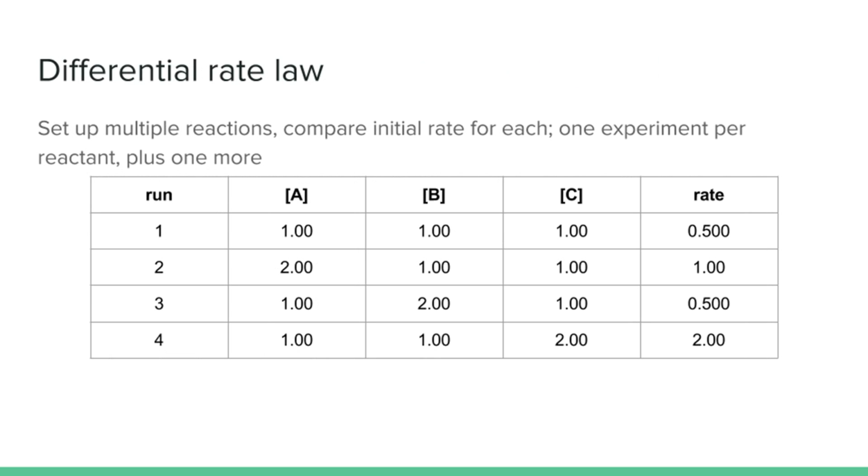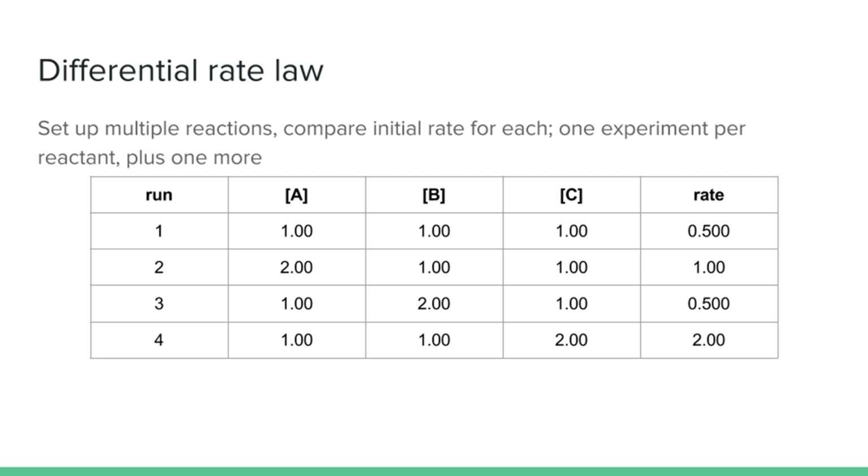So first we have the differential rate law. You have to set up multiple reactions, and you compare the initial rate, or just the rate overall if you expect it to be consistent, for each of the reactions to a certain baseline. Okay? So here we have 3 reactants, and that means we have 4 reactions. Okay, and so run 1, setup 1, the first one, it's 1 molar for each of our reactants and a rate of 0.5 molar per second.